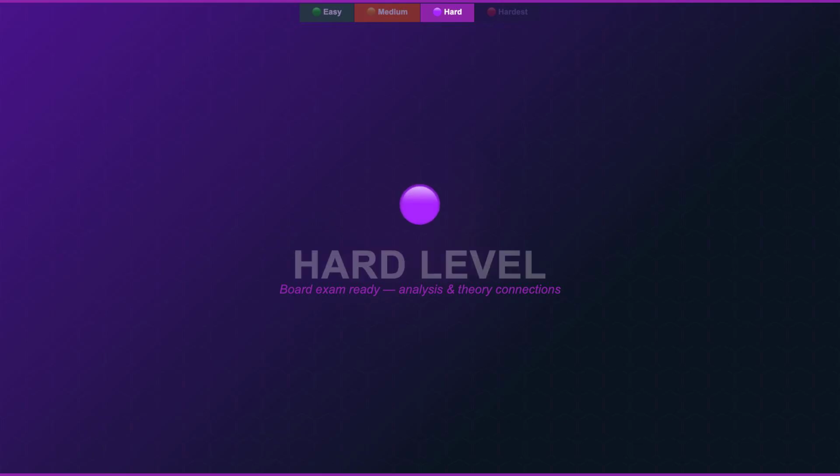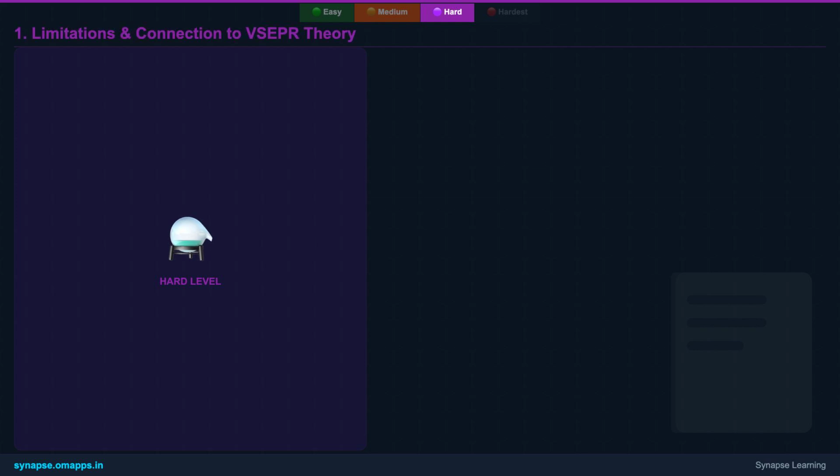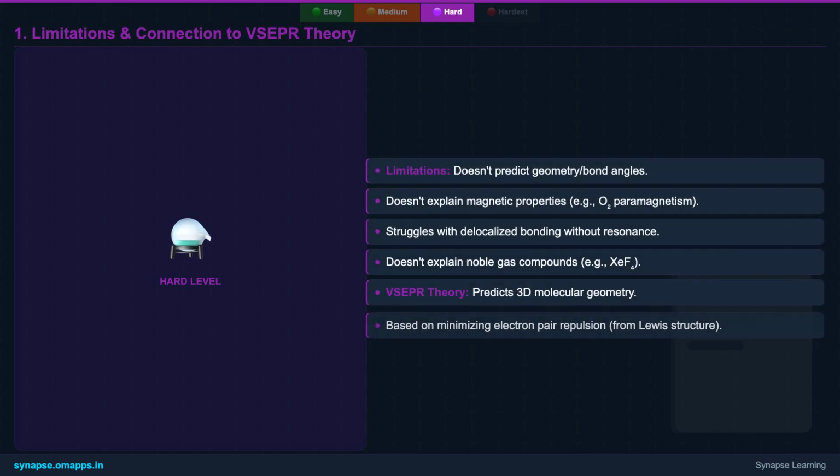Alright, let's step up our game. In this hard level, we'll analyze the limitations of Lewis structures and connect them to deeper theories. While Lewis structures are incredibly useful, they do have their limitations. They don't accurately predict the 3D shape of molecules or their exact bond angles.